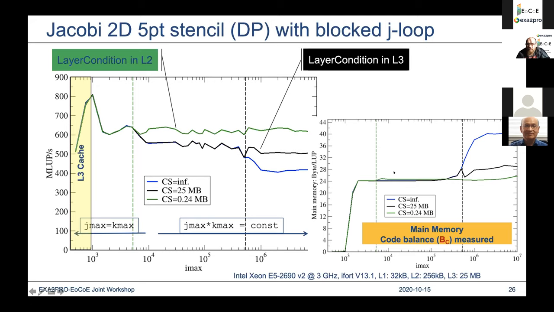With the green line, where the layer condition in L2 is fulfilled, the volume doesn't increase at all, because all our data is already present in L2. We just need to reload a little bit. In L3, it's varying a little bit, but basically we also stay slightly above this 24 bytes per loop.